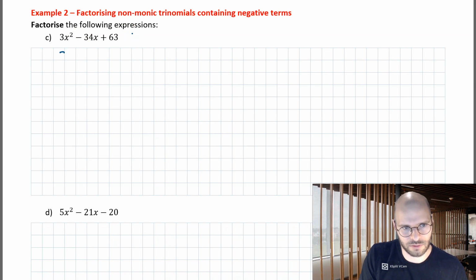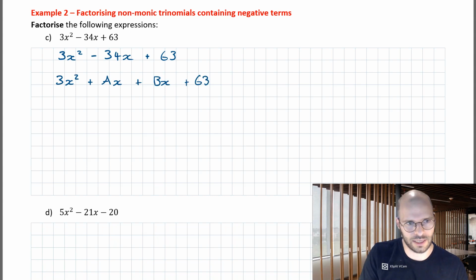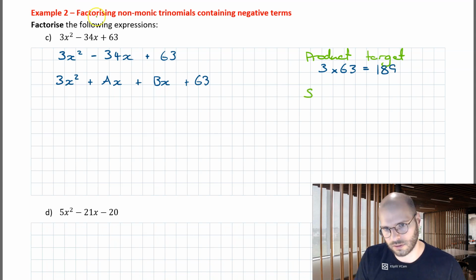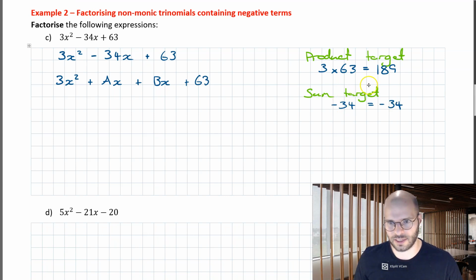Doing this, we're going to do the split, and now we need to start finding our targets. Product target is 3 by 63. In this instance, that's going to be 189. The summing target is still negative 34. Okay, now looking at this, what you can see is that our product target is positive, but our summing target is negative.